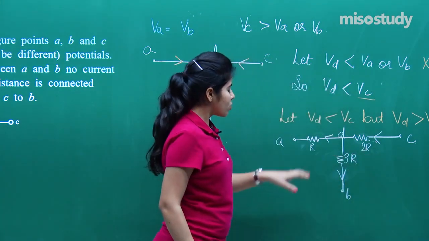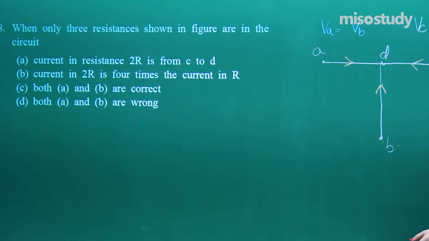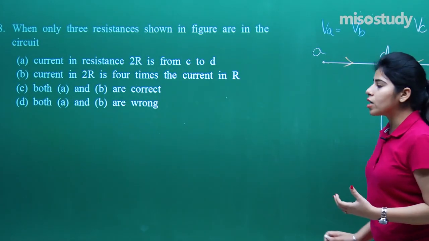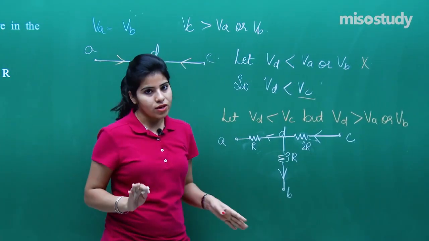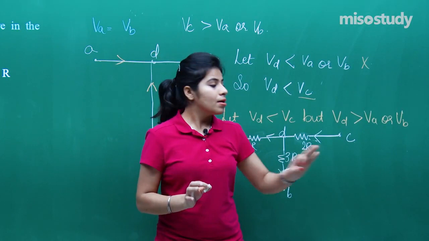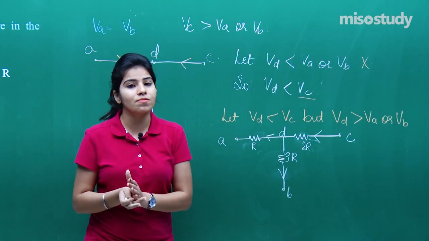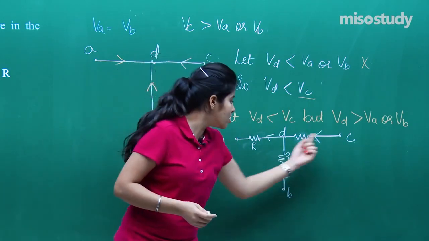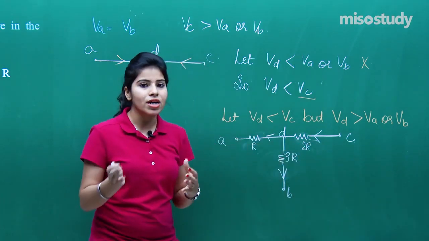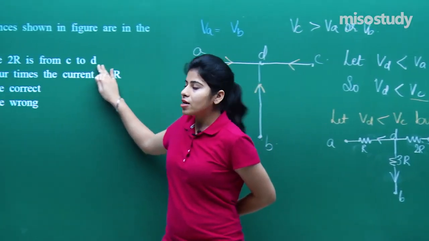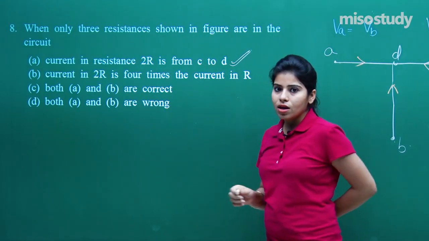Right? Now what they are asking in the question is whether the current in resistance 2R is from C to D or not. So from C to D the current is flowing. We know that because we have considered that C is at maximum potential, and in the question also it was given that C was at maximum potential because the current was flowing from C to B, right? So that means we can see that from C to D current is flowing. That means this is the correct option. Current in resistance 2R is from C to D, right?